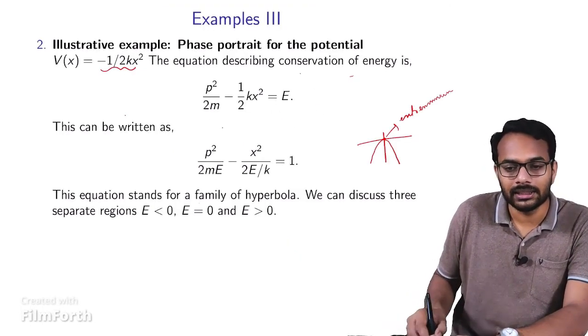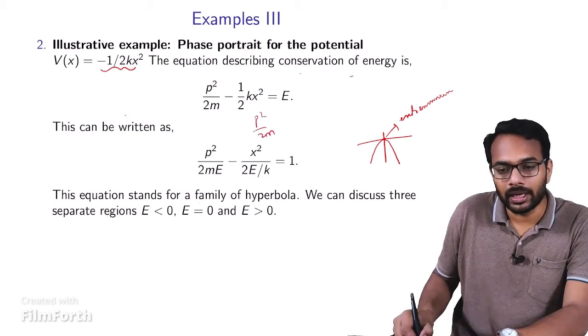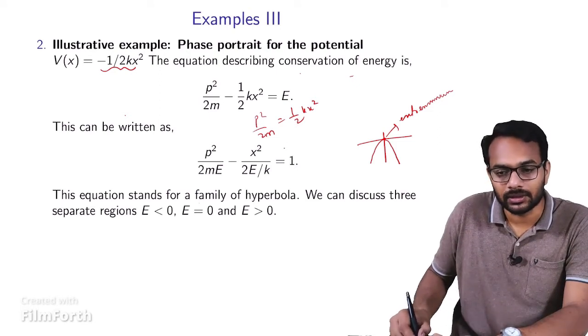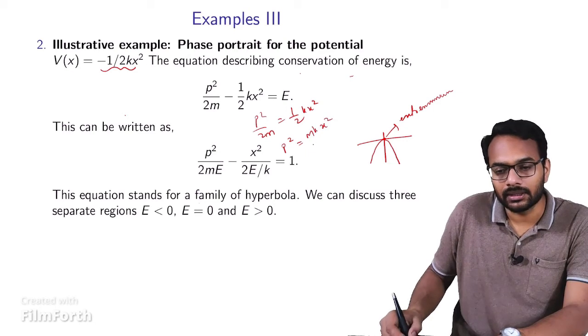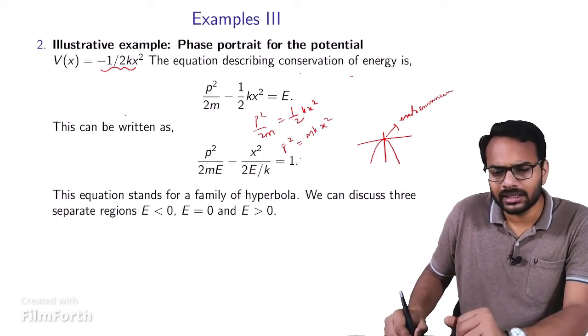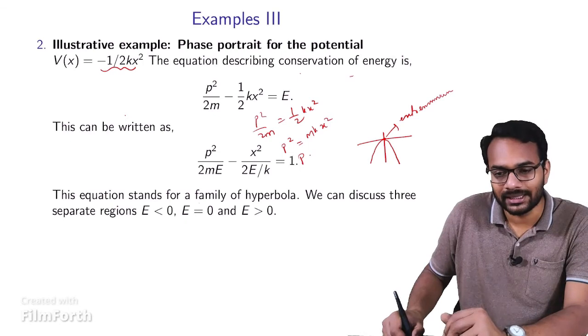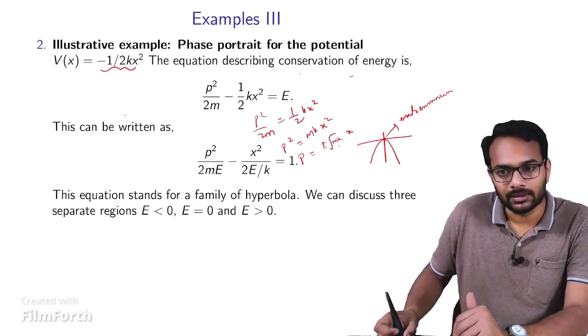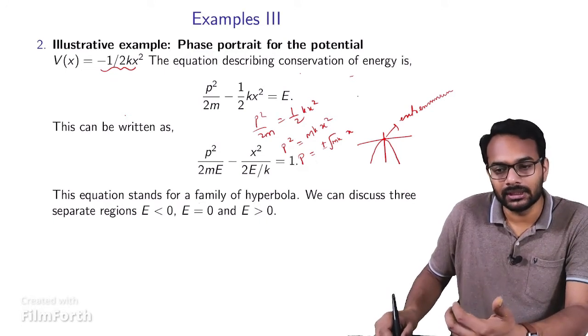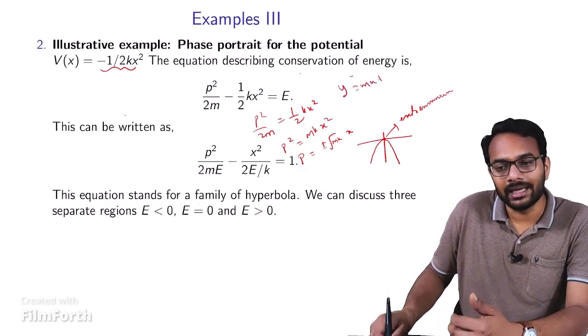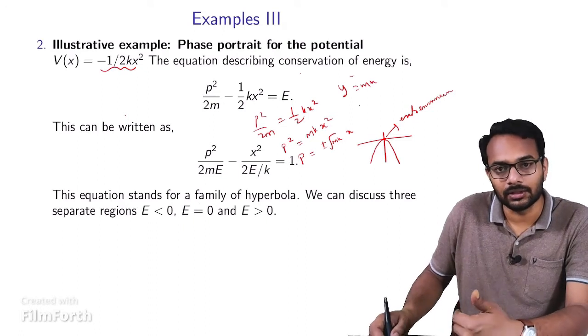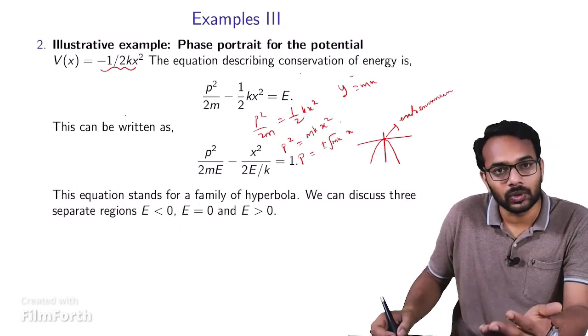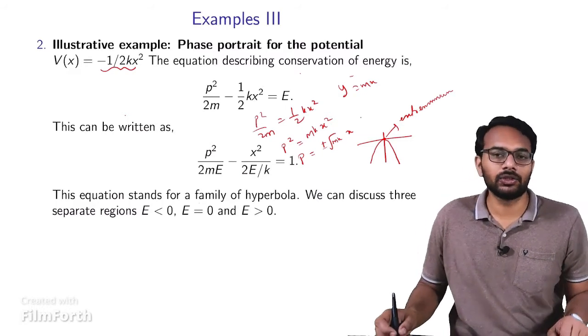Now other lines corresponding to E equal to 0. E equal to 0 is p squared by 2m equal to half k x squared. So you see that p squared is equal to m k x squared. We can take the square root. We need p as a function of x, so we see that p is equal to plus or minus square root of mk times x. What is this? This is of the form y equal to mx plus c. Here c is 0, so these are straight lines passing through the origin, through x equal to 0.